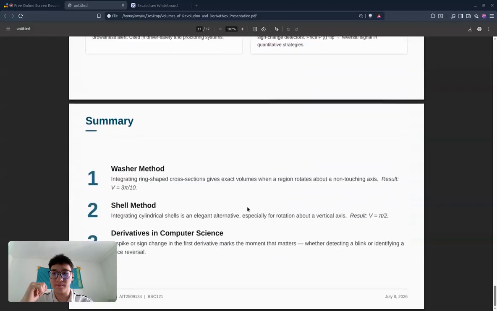So to sum up, the washer method handles solids of revolution when there is a gap between the region and the axis, giving ring-shaped slices. The shell method slices parallel to the axis instead, often simpler for rotation around the perpendicular axis. And derivatives, that same idea, power real tools in my field, from spotting a blink in a video to spotting a reversal in market data.